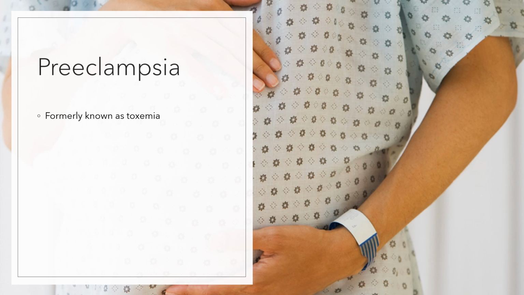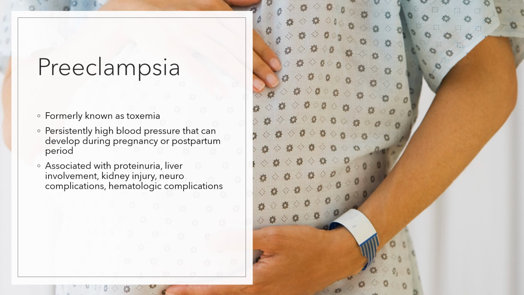Preeclampsia, also formerly known as toxemia, is persistently high blood pressure that can develop during pregnancy or postpartum period. The difference between pregnancy-induced hypertension and preeclampsia is that preeclampsia has the elevated blood pressure as well as the following: it can be associated with protein in the urine, liver involvement, acute kidney injury, neurological complications, and hematologic complications, unlike pregnancy-induced hypertension.